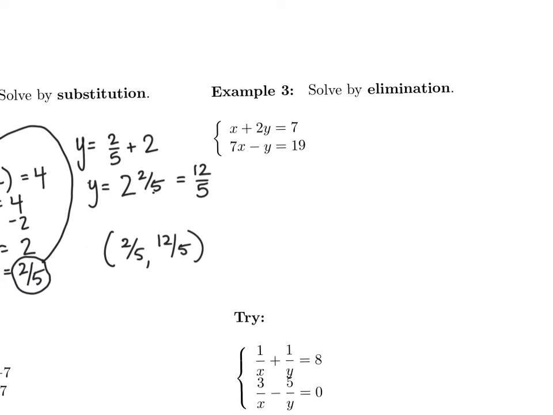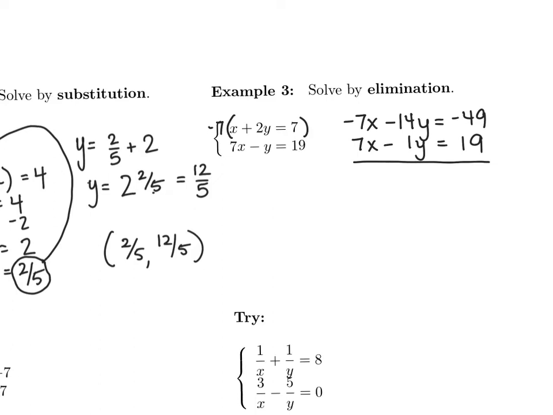I'm going to multiply the top equation by a -7 so that I can have opposites. I'm going to eliminate x. I'm going to multiply this by -7. So -7x minus 14y equals negative 49. And then I'm going to recopy this equation. And then you want to look and make sure you have opposites, because if you don't, you did something wrong.